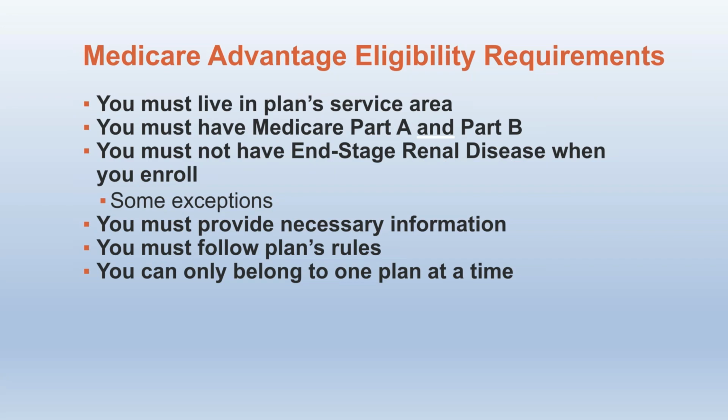To be eligible to enroll in a Medicare Advantage plan, you must live in the plan's service area. You must have Medicare Part A and B, original Medicare. You must not have end-stage renal disease when you enroll. You must provide necessary information, you must follow the plan's rules, and you can only belong to one plan at a time.